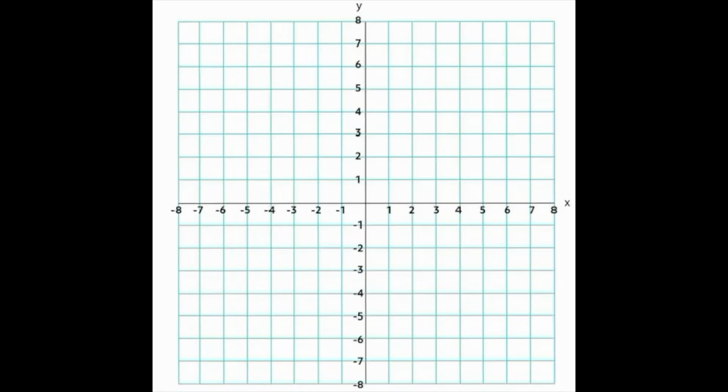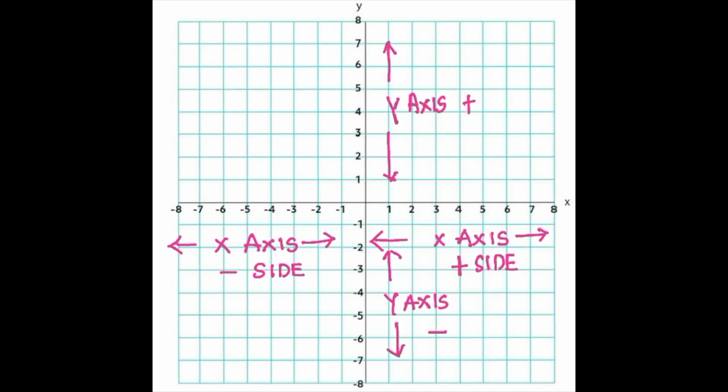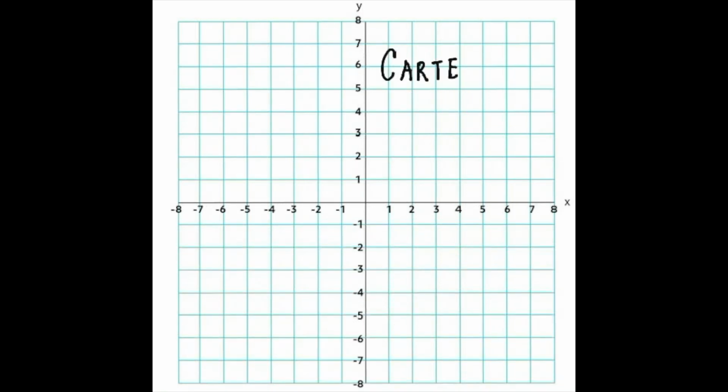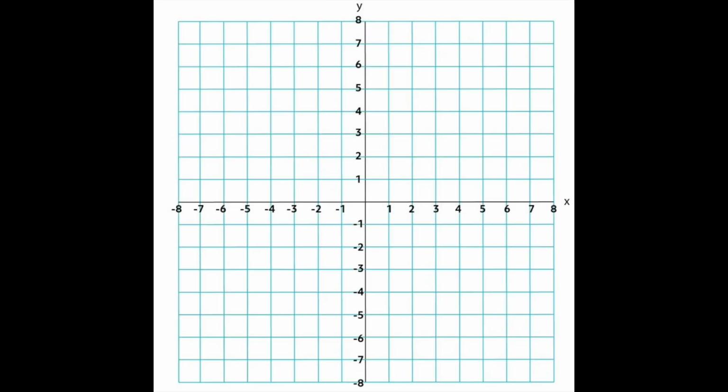Now let's revise again, which is the x-axis and which is the y-axis. Now this is the x-axis positive side, and this is the x-axis negative side. Now this is the y-axis positive side and this is the y-axis negative side. Clear? Now we have clearly understood what is the Cartesian number plane, what is the origin, what is the x-axis and what is the y-axis. Now the time has come to solve some problems.